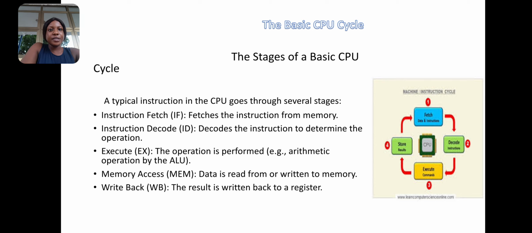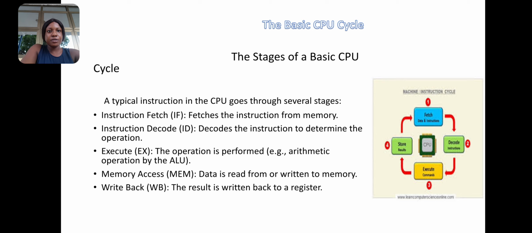So, a typical instruction in the CPU goes through several stages, and the first is the instruction fetch, which is the IF, and is responsible for fetching the instruction from memory. Also, we have the instruction decode, the ID, and this decodes the instruction to determine the operation. We also have execute. The operation is performed in this stage, and the examples include arithmetic operations, which is like the ALU, the arithmetic logical unit, as we discussed earlier. And we have the memory access, and data is read from or written to the memory. Also, we have the write back, and the result is written back to a register.